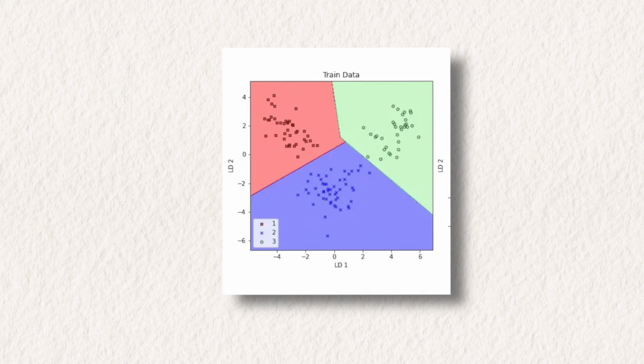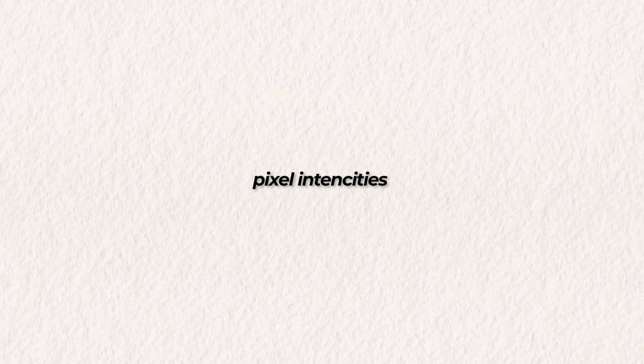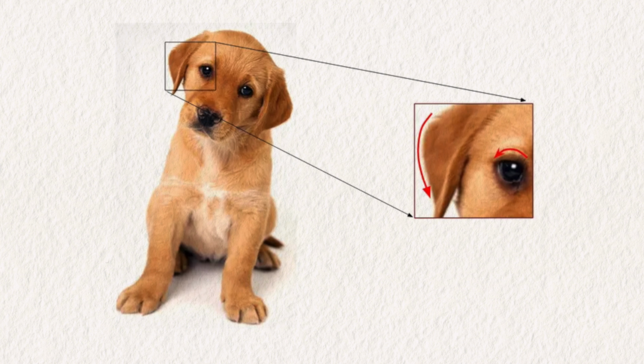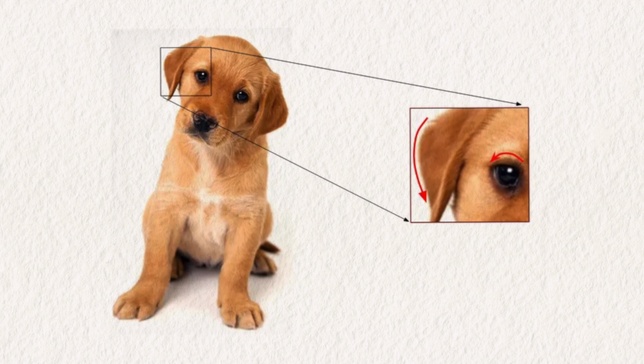2. Feature extraction. The algorithm identifies key features in the data. These features could be pixel intensities in images, word frequencies in text, or numerical values in tabular data. Feature extraction is crucial because it helps the algorithm focus on the most informative aspects of the data.